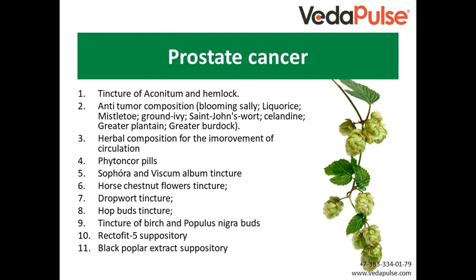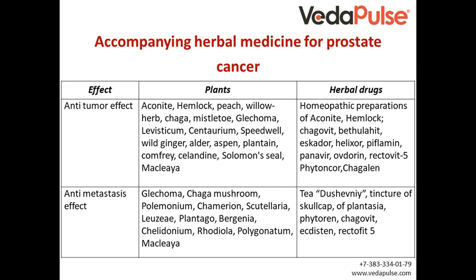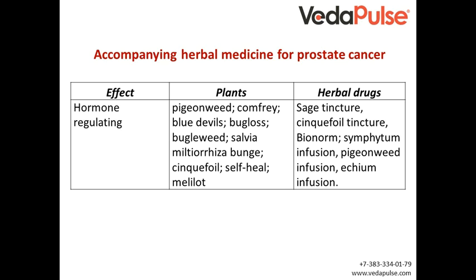It has also been proven and mentioned in scientific articles that spruce fir may be used in the treatment of benign hyperplasia of the prostate, also prostatic intraepithelial neoplasia and prostate cancer. And this is the chart developed by my father. What plants have anti-tumor and anti-metastasis effects? What plants have hormonal regulating effects and anti-hormonal effects? Such plants as pigeonweed, comfrey, blue devils, bugloss, and others.